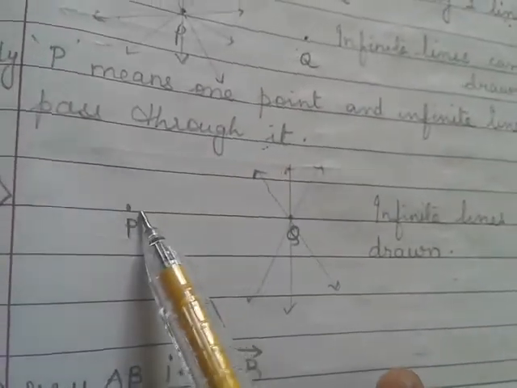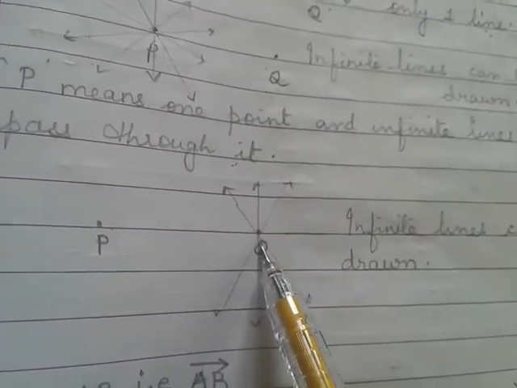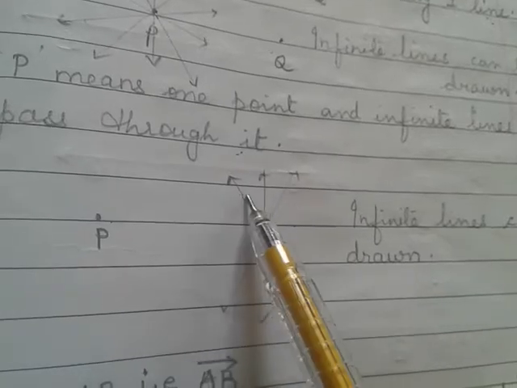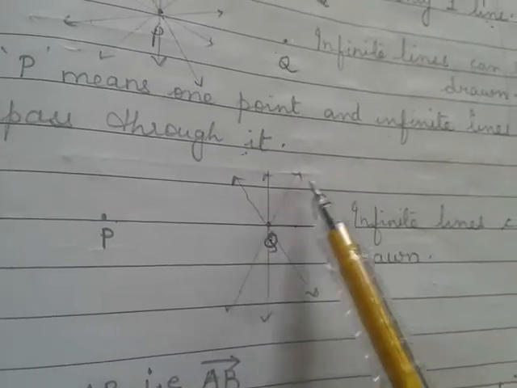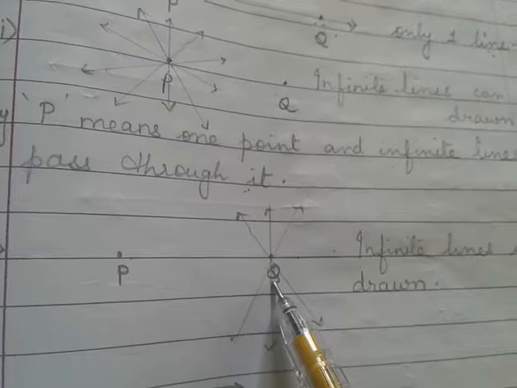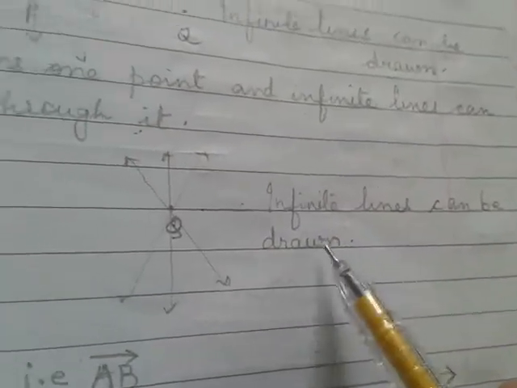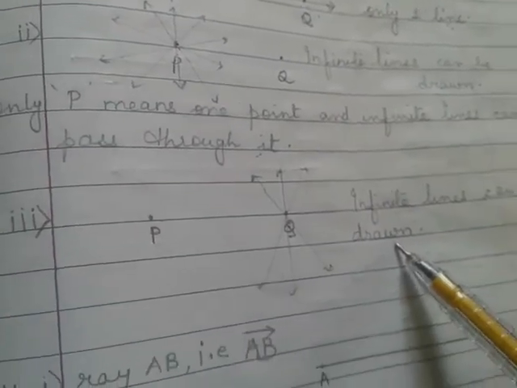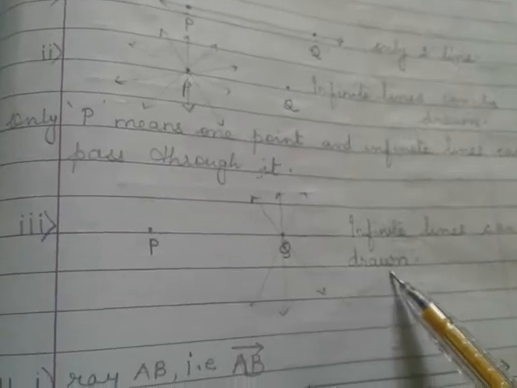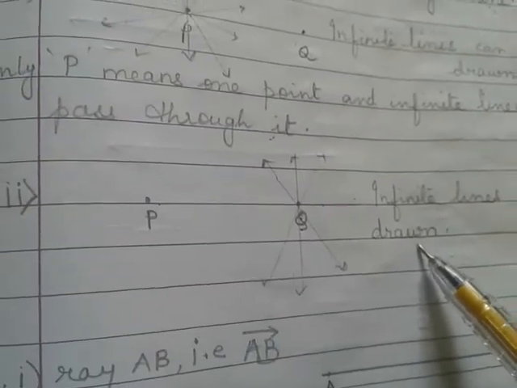Then the third one: again I mark 2 points, and from Q I have to draw the lines. Again the same thing, an infinite number of lines can be drawn from point Q. So if one point is given, I can draw infinite lines passing through it. If 2 points are given, I can draw only one line passing through them.